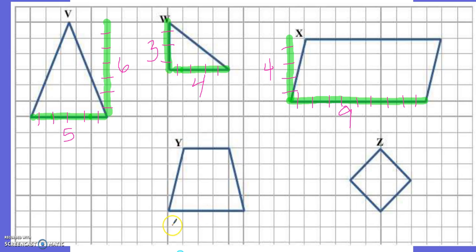Shape Y is what we call a trapezoid. Now this time, instead of having one base, you're going to have 2 bases. And the way that I know which ones are the base, it will be the 2 parallel sides. And then again, we want the vertical height. So I'm going to count out my 2 bases. 1, 2, 3. And then 1, 2, 3, 4, 5. So I've got 2 bases. One that's 3, one that's 5. 1, 2, 3, 4, and a height of 4.